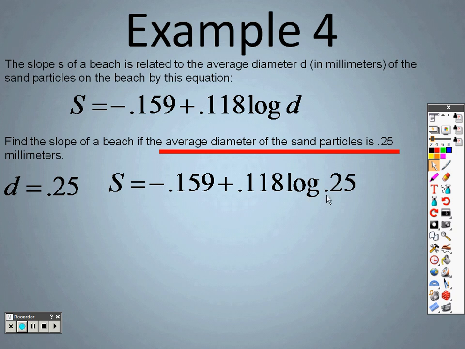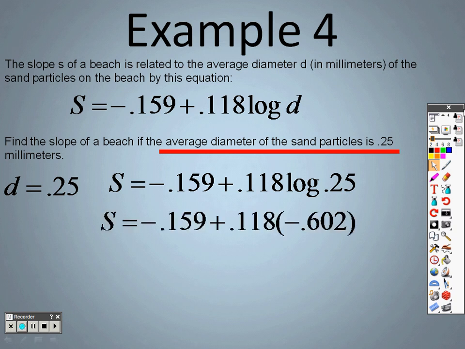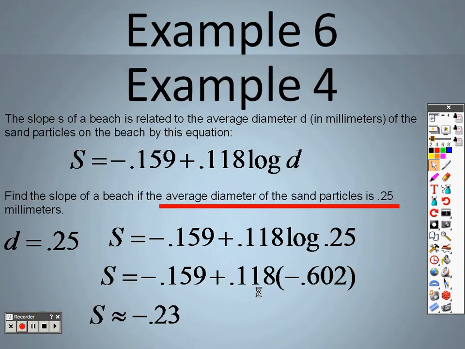What I want you to realize is how to type in log. So go on your calculator, and right beside the 7 on your graphing calculator there's a log. So press log and 0.25 and parentheses, and when you do that you get negative 0.602. That's as easy as typing in logs really is. We're going to get into some more deeper logs to type in a second, but that's all you need to do for typing in a log. And just type that all in on one shot on your calculator, and you get approximately negative 0.23.